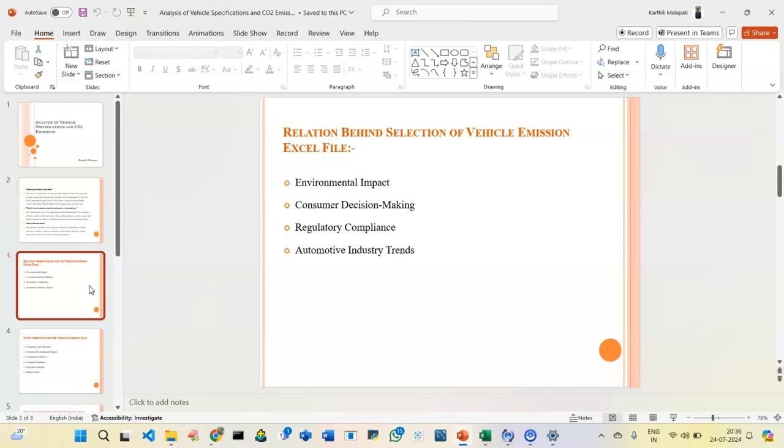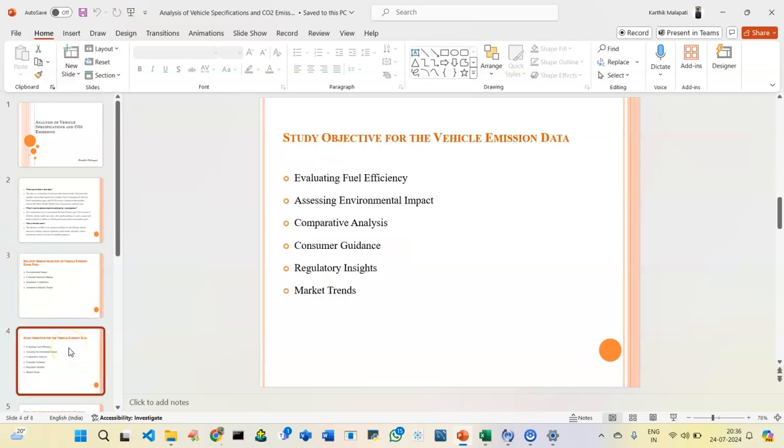The final one is automotive industry trends. For industry analysts and manufacturers in the automotive sector, this data is essential for tracking trends in vehicle design and performance, helping them to drive innovations in more fuel efficient and low emission technologies. So by analyzing this data, we get actionable insights that contribute to reducing environmental impact, guiding consumer choices, complying with regulations, etc.